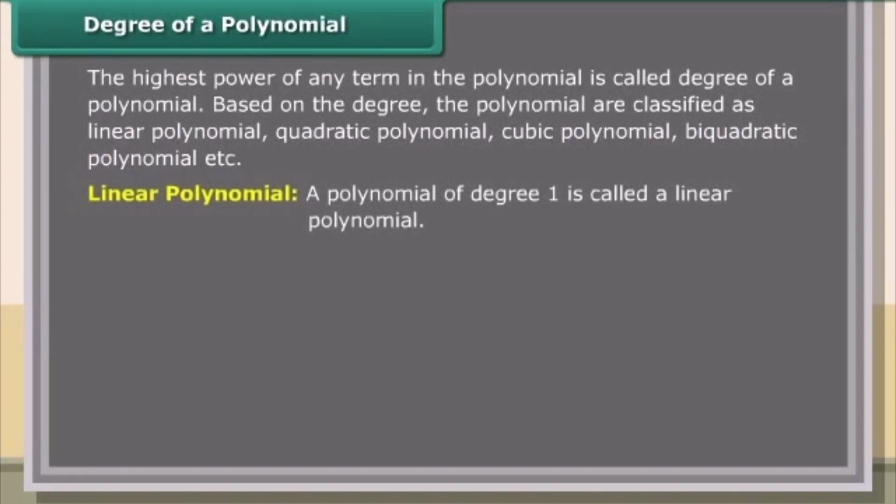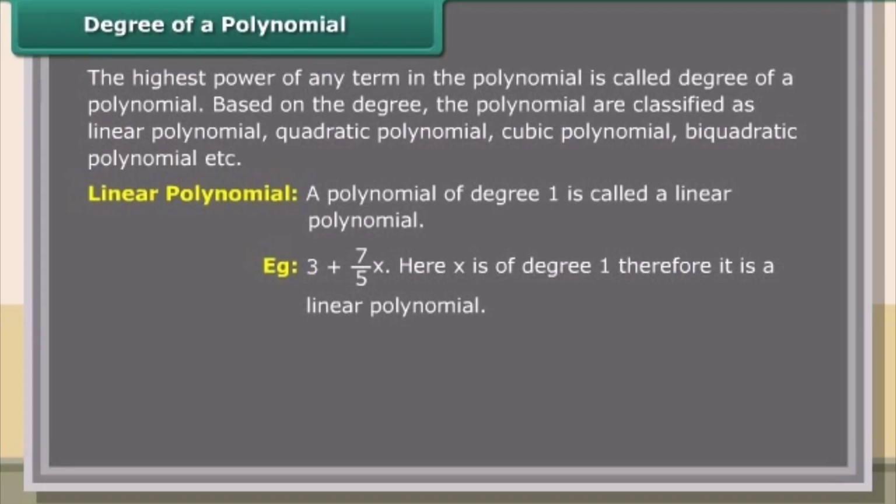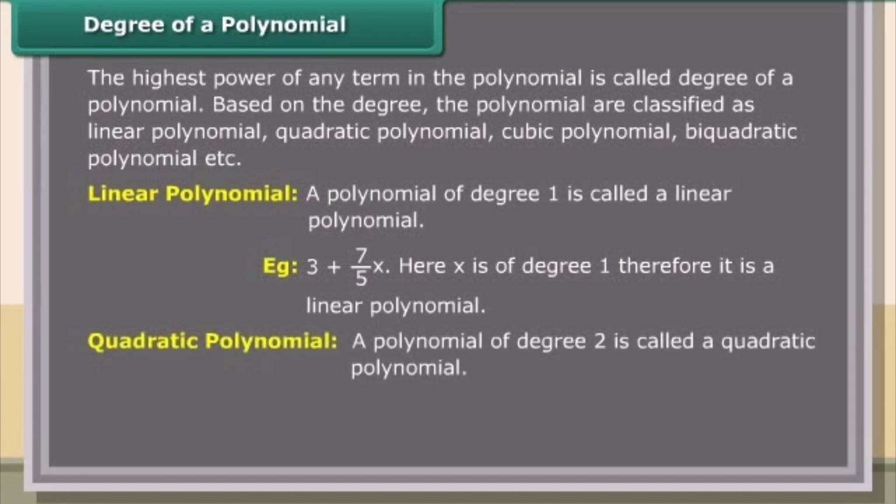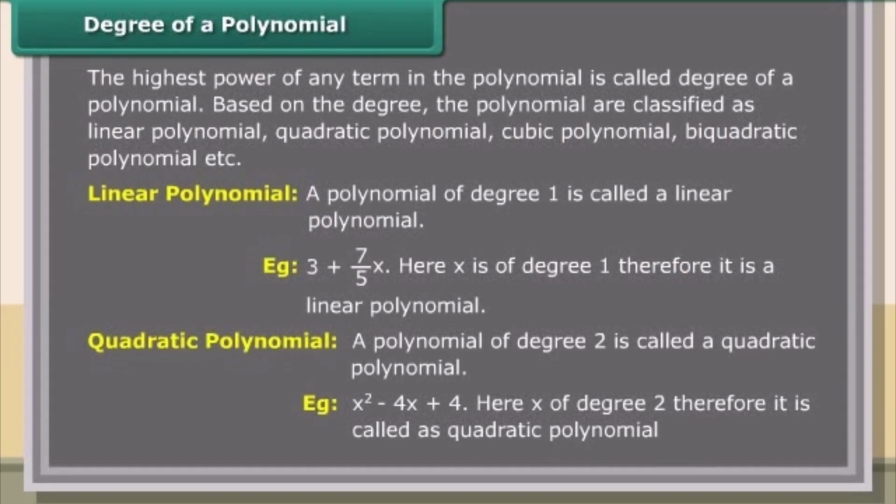Linear polynomial. A polynomial of degree 1 is called a linear polynomial. Example, 3 plus 7 upon 5 x. Here x is of degree 1, therefore it is a linear polynomial. Quadratic polynomial. A polynomial of degree 2 is called a quadratic polynomial. Example, x square minus 4x plus 4. Here x is of degree 2, therefore it is called a quadratic polynomial.